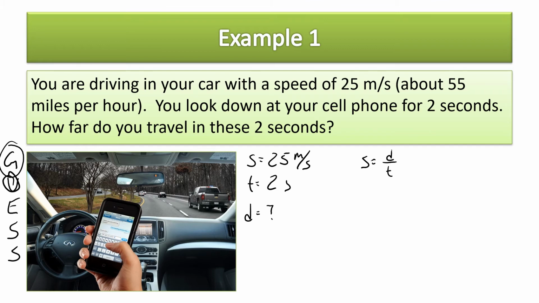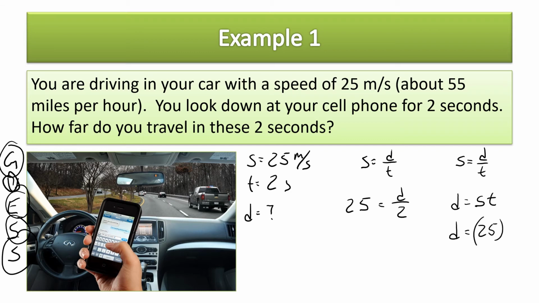So we're going to substitute. So that's the equation. Then we're going to substitute in the values. So S is 25. Then D is what we're looking for, and we're going to plug in a 2 over here. And then you can solve. Now, could you write the equation, then solve, and then plug in? That is a totally valid way to do it too.